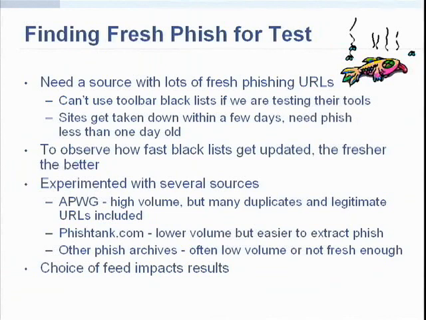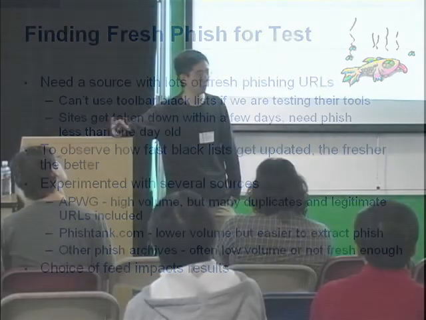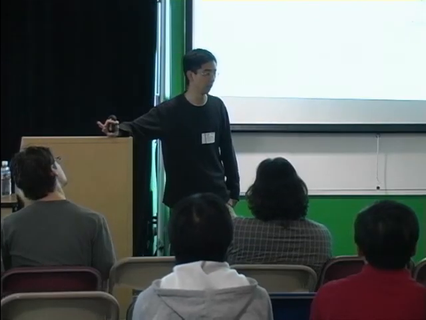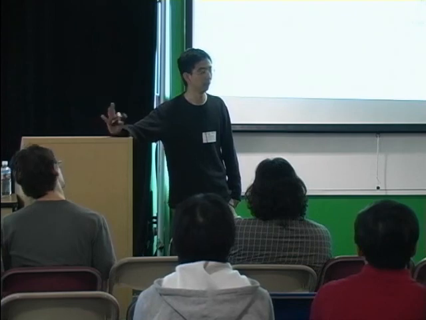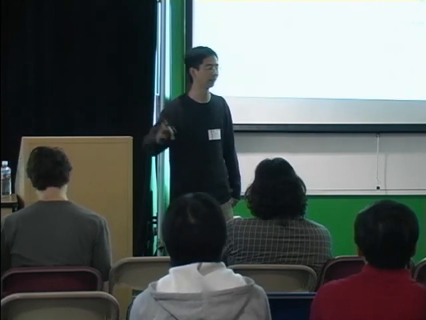So it turns out that the choice of feed that you're using actually impacts your results. So the results I'm about to show you are roughly order of magnitude. They might be plus or minus 10% depending on the weather or how many emails you get and so on. But roughly speaking, they're roughly correct.